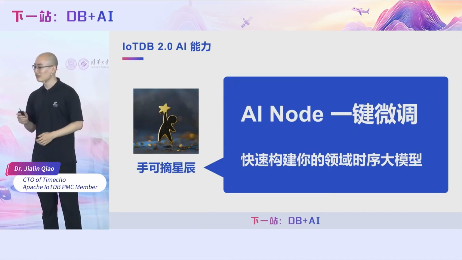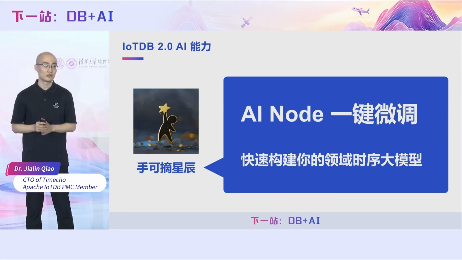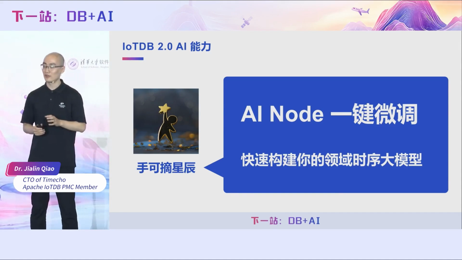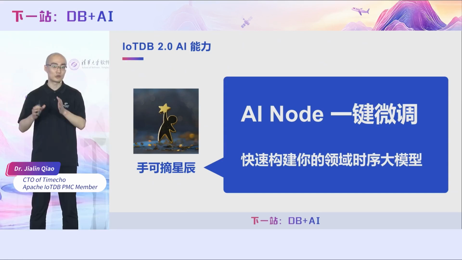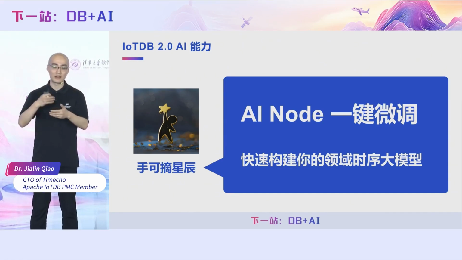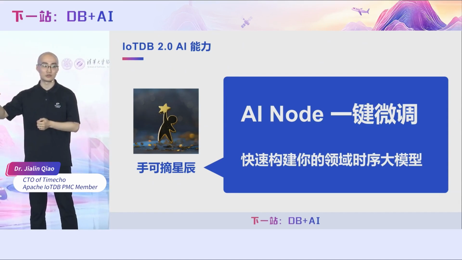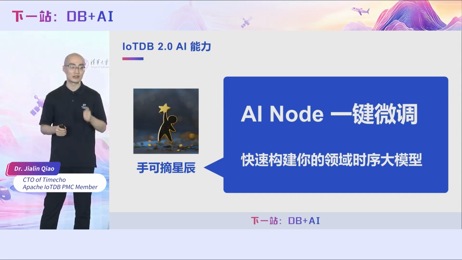With the one-click fine-tuning feature of the AI node, we can quickly build a large time series model tailored to your specific field. Actually, as a database developer, training and fine-tuning models used to be quite a heavy task for me. There was a lot of manual work. I had to write some Python code externally to extract data from the database, and then I often had to convert and process it in various ways for cleaning. Finally, I'd have to train a model and then use it for inference. The whole process was tedious and inconvenient.